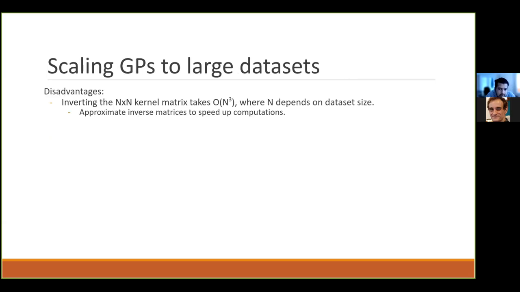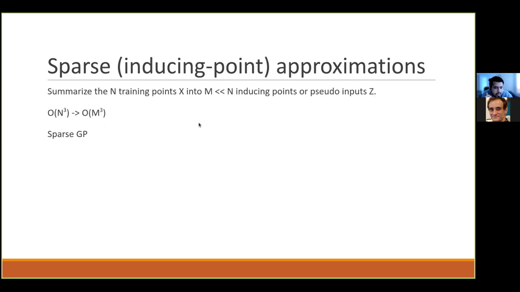Okay, so we saw that the advantage of GP is that we can use it on a small data set to get accurate results. But if the data set is large, it would take a long time because we need to invert a matrix. We can make it faster by replacing the inversion with a pseudo inverse. So that's what it means here: approximate the inverse matrix to speed up computation.